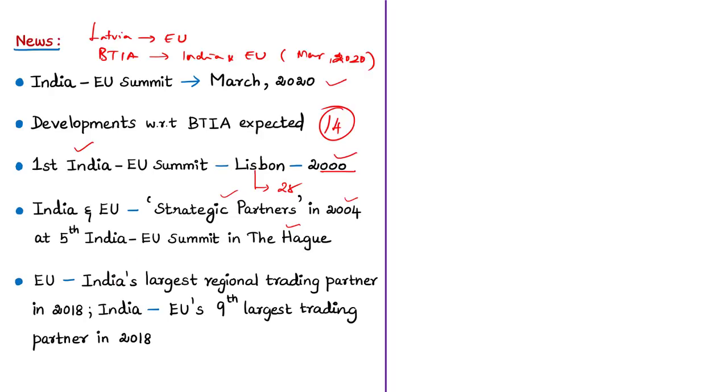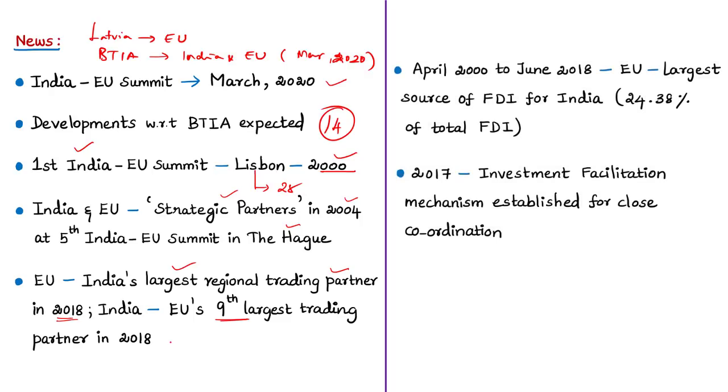Kindly notice that the European Union is India's largest regional trading partner in 2018, and India was European Union's 9th largest trading partner in the same year. Then if you take the period from April 2000 to June 2018, the European Union is the largest source of foreign direct investment for India. In this period, the investment inflows from the European Union account for about 24.38% of the total FDI. Since there is no bilateral investment agreement between India and the European Union, in the year 2017, an investment facilitation mechanism was established for close coordination between India and the European Union.